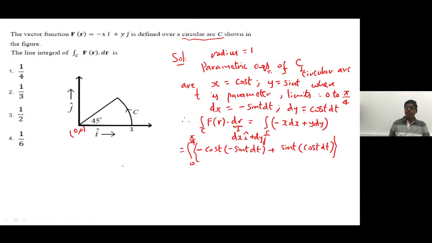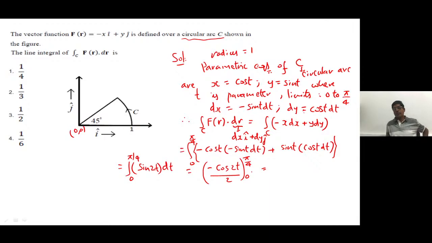All these terms integrate with respect to t between the limits 0 to pi by 4. So 2 sin t cos t means sin 2t. I can write directly the integral of sin 2t with respect to t between the limits 0 to pi by 4. Integration gives minus cos 2t divided by 2 between the limits 0 to pi by 4. Substituting the upper limit, cos pi by 2 is 0, minus, taking the constant out, cos 0 value 1. So this simplifies to 1 by 2. So the answer is accordingly the third option. Please check. Very very important and tough, this curve equation, an open curve here.